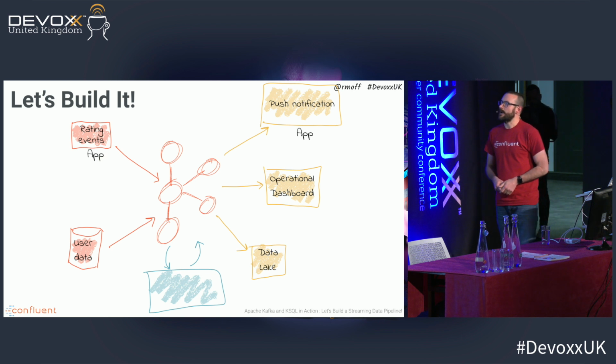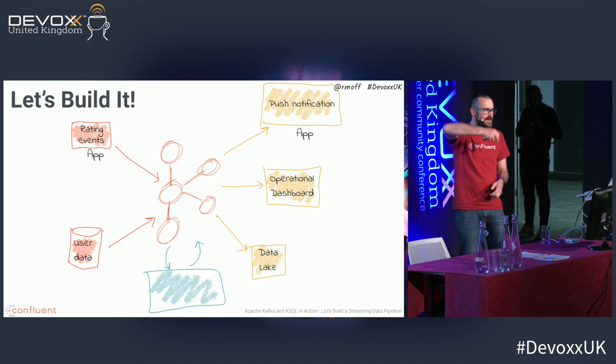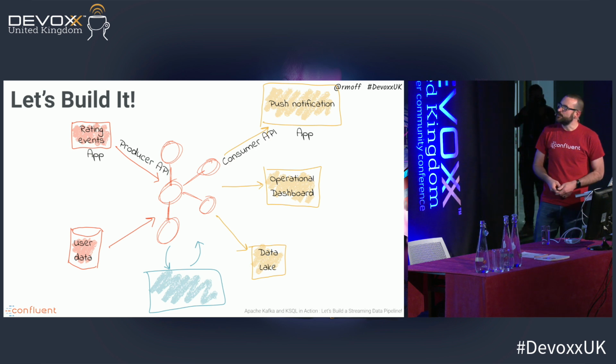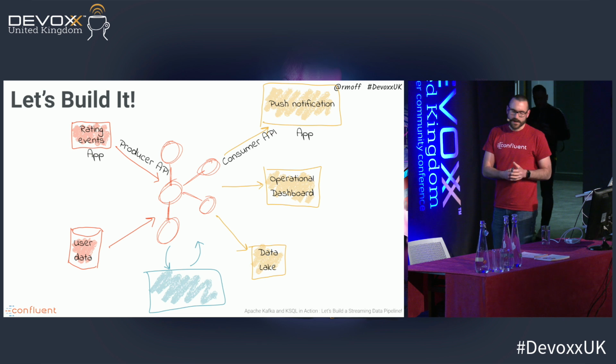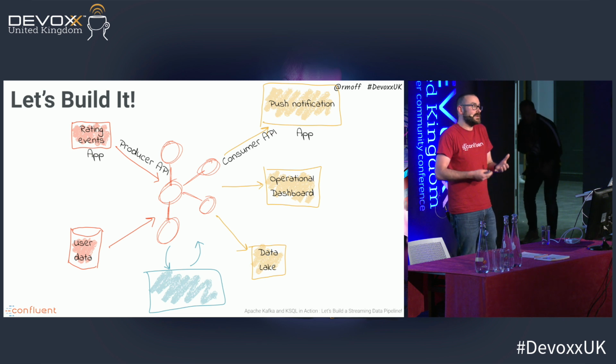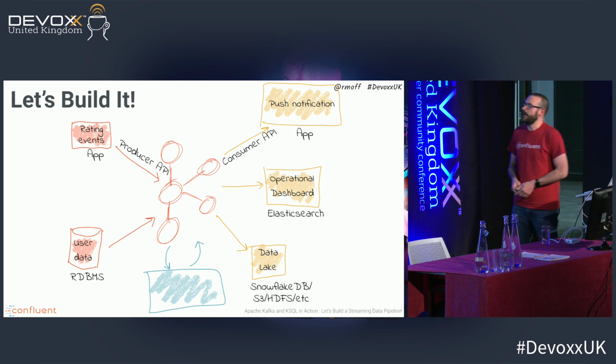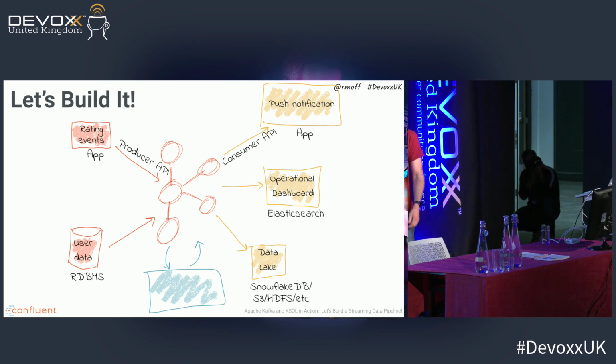So we're going to use our applications. We've got our ratings events, sending the events in. We've got an application, which is going to do the push notification. We're going to use the producer and consumer APIs. There's libraries for all different languages, and if there isn't one for yours, there's a REST proxy that you can use instead. We're going to use Snowflake or HDFS or something like that for our data lake.